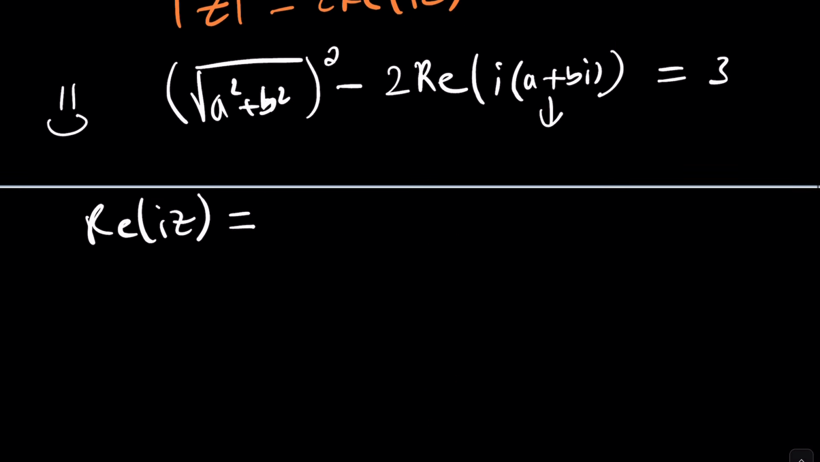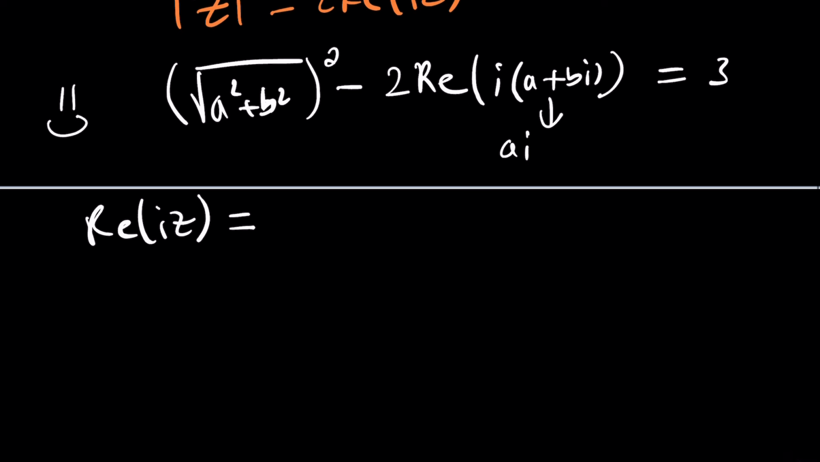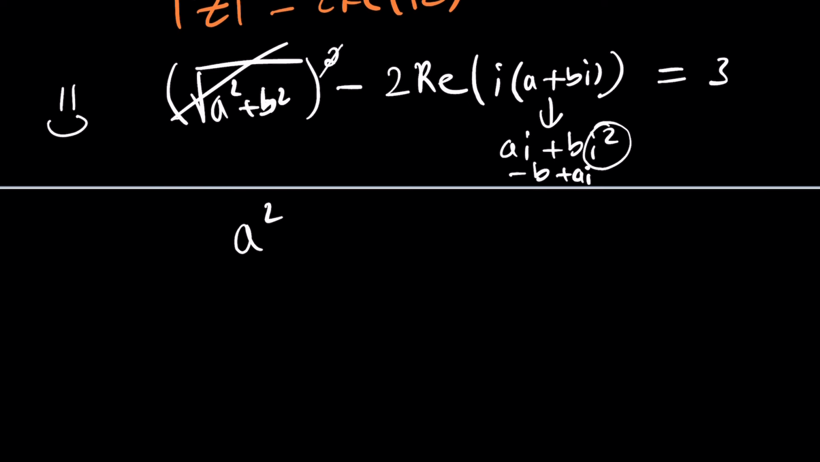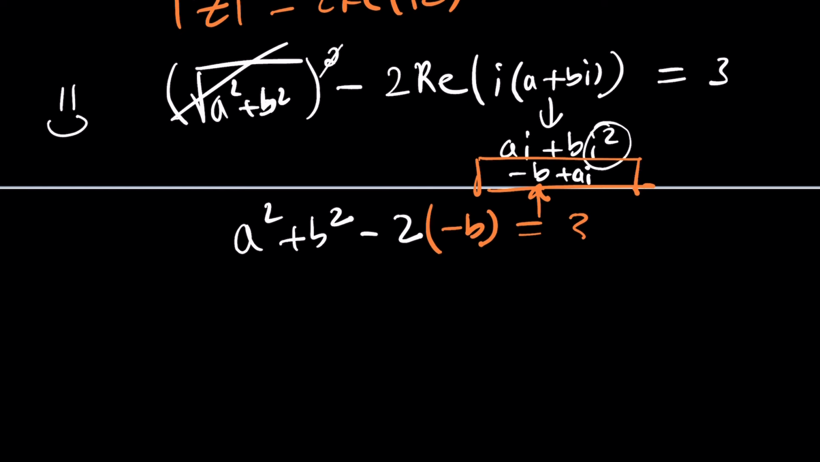Okay, how about this? Distribute, you get AI, not artificial intelligence, just AI, plus BI squared. Remember, I squared is -1, so this is going to be negative B plus AI. Beautiful. So now we're looking at the following. By the way, these two canceled out. I'm going to go ahead and erase this part. So this gave us A squared plus B squared minus 2 times the real part of this. Now, the question is, what is the real part of this? Can you tell me? Easy. That's negative B, right? So I'm supposed to multiply -2 by negative B, and that should give me a 3.